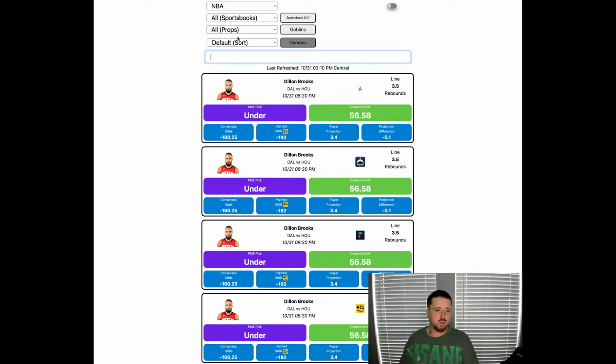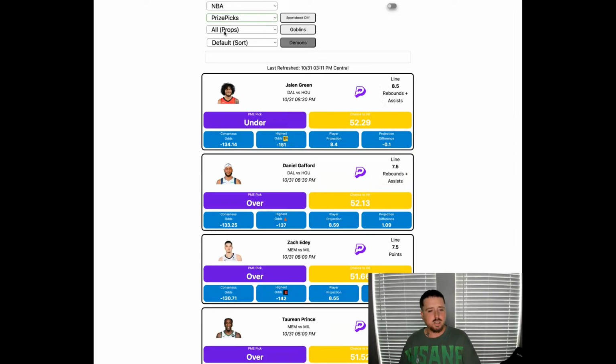It's good to get on those early if you really want a star player. But regardless of player, none of that really matters. You want the best value, plain and simple. Like on Prizepicks right now, Jalen Green, under 8.5 rebounds, assists is the best value at 52.29% chance to hit.